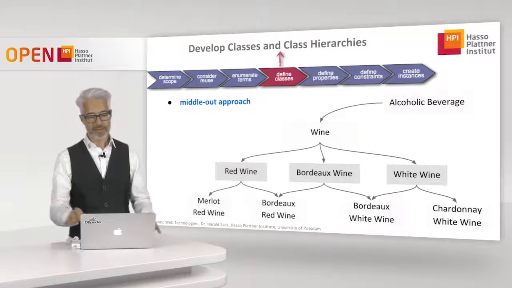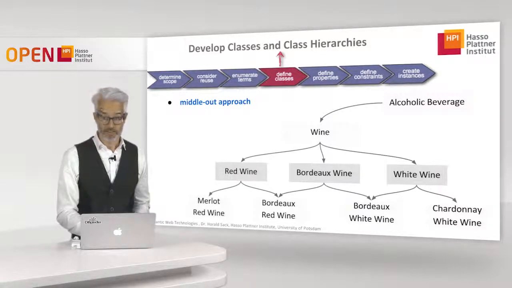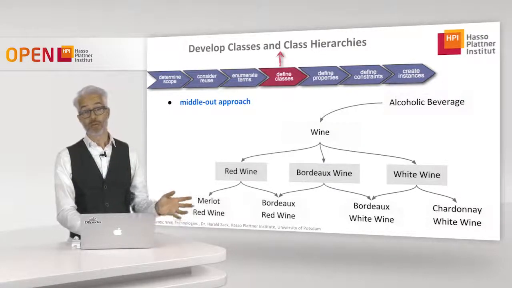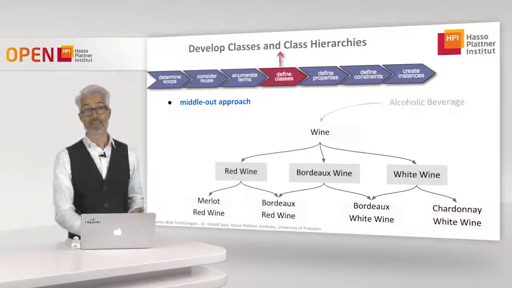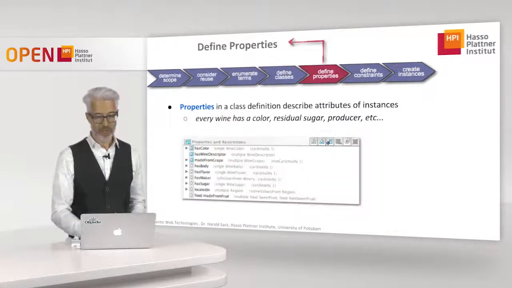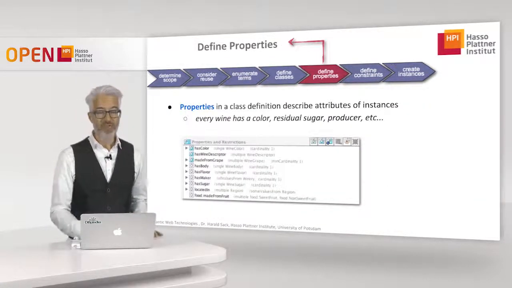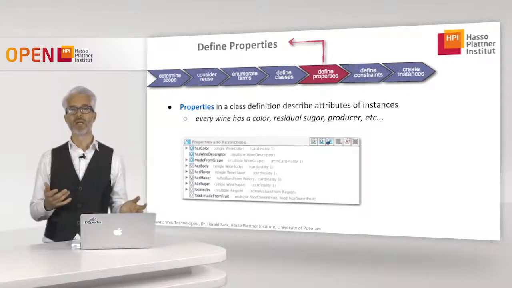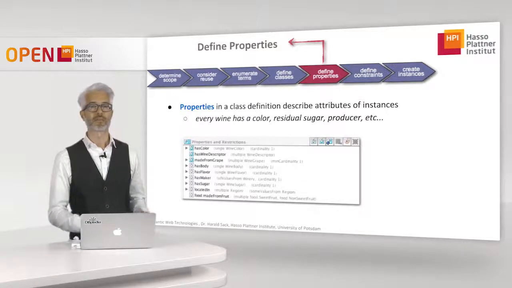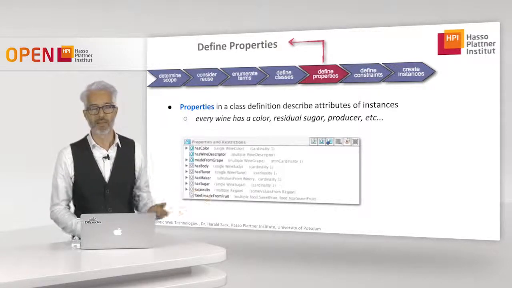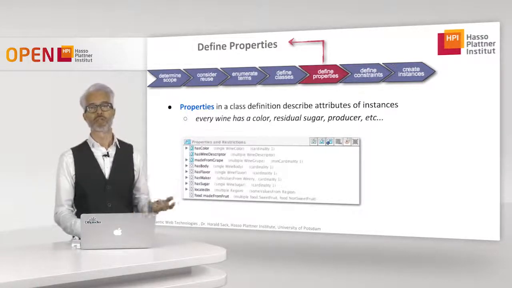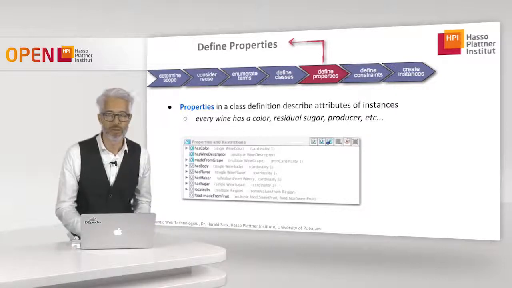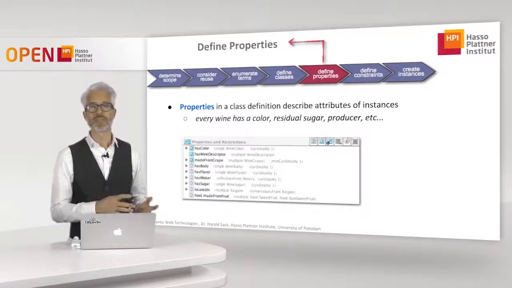Okay, now we have classes and the class hierarchy. The next thing is, of course, we have to say how these classes are connected to each other. And for this, we have to define the properties. So the properties in a class definition describe attributes of instances. Like, for example, every wine has a color, every wine has residual sugar, every wine has a producer, and so on. So these are the properties.